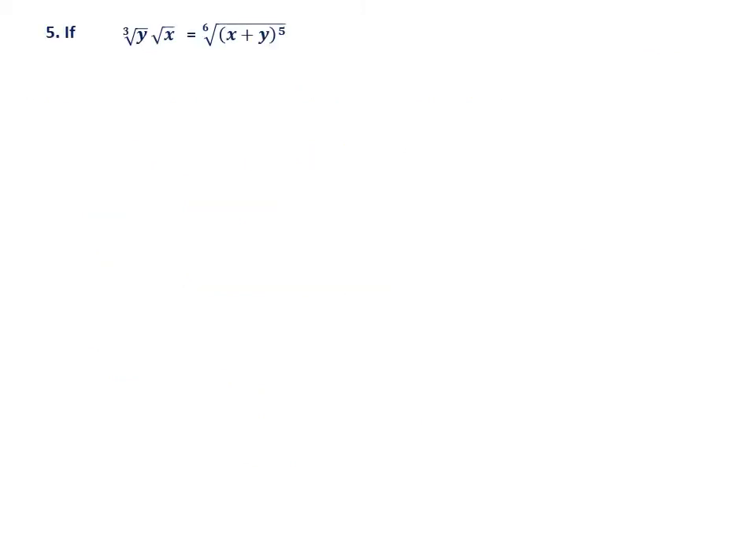Next, 5th question. Cube root of y into square root of x equals the 6th root of (x plus y) to the power 5. Then what is dy by dx? The options are x by y, x plus y, x minus y, y by x. This is a question from 2019. It is very clear we have to use logarithmic differentiation to get dy by dx.